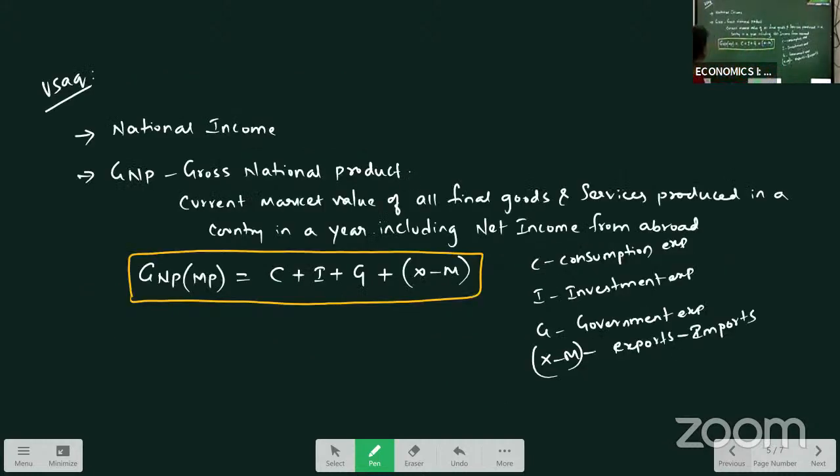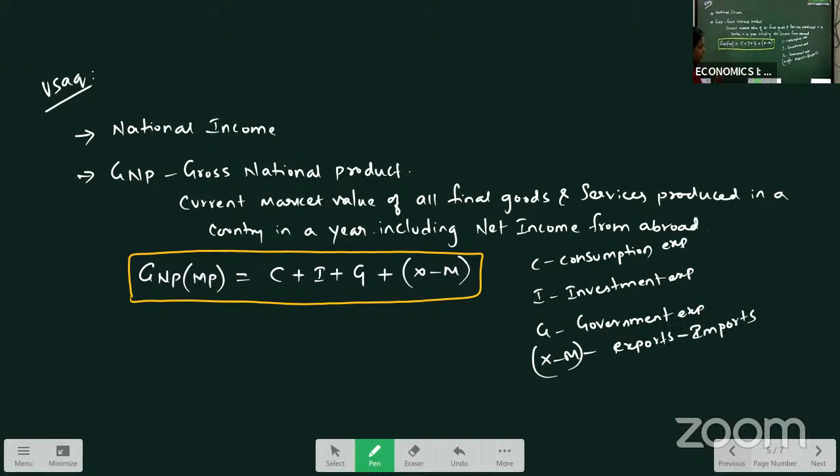Next, we have gross national product. Gross national product is the current market value of all final goods and services produced in a country in a year, including net income from abroad. So the formula will be GNP at market price equals C plus I plus G plus X minus M.